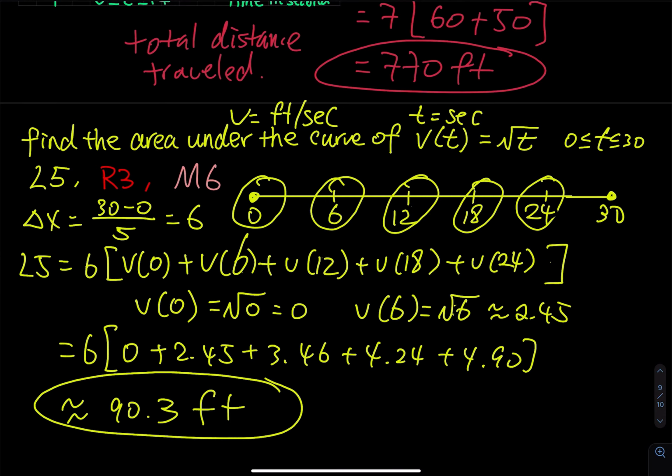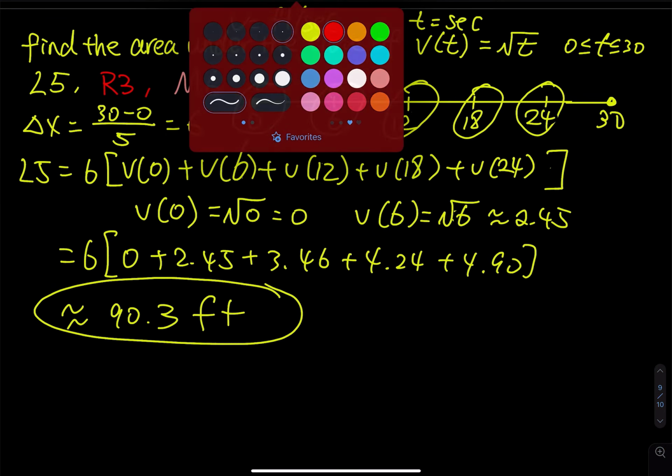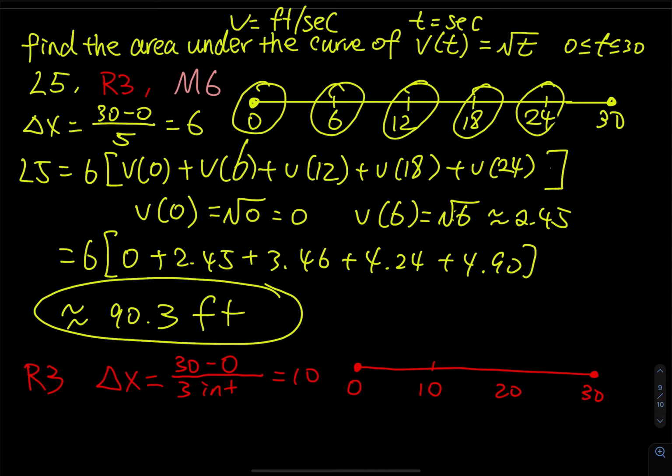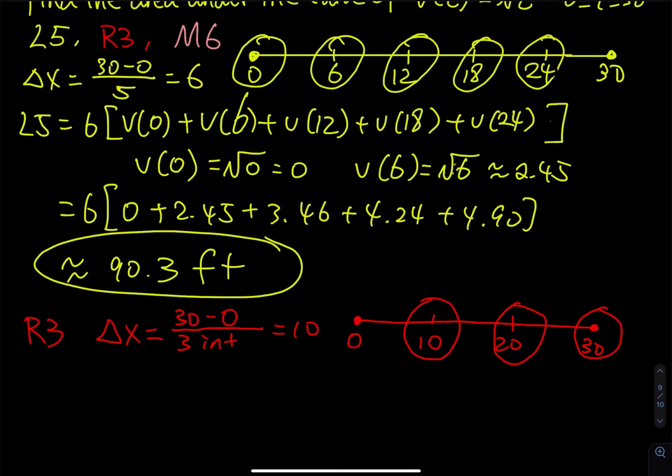All right, and then the next one is R3. So this time, make sure I got this one right. So R3, we have delta x equals maximum t minus minimum t divided by 3 intervals. So each interval is 10 units long. And then here is what we do. We go from 0 plus 10 plus 10 plus 10. So right sum, we will go from right to left. We will take 1, 2, and 3 intervals from right to left. And then this one we have R3, so we have a 10, and then v of 30 plus v of 20 plus v of 10.